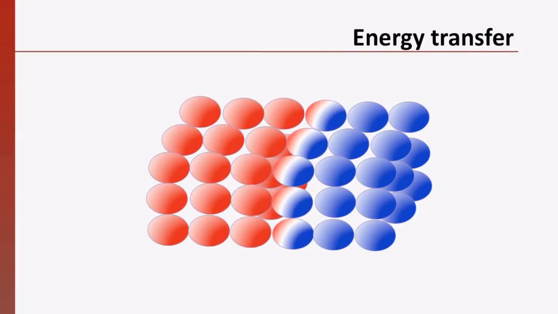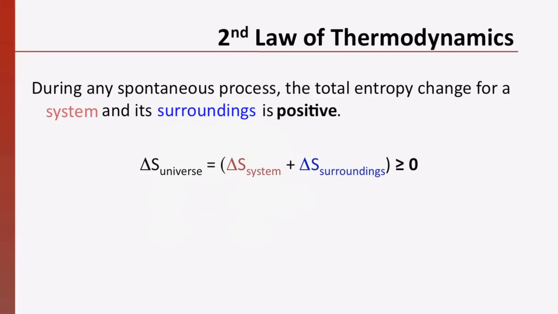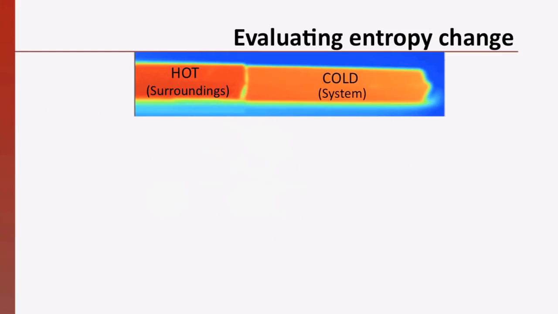When we push these 2 bars together, some of the energy from the hot bar is transferred to the cold bar. So, the question is, why is this thermodynamically favorable? Remember that the second law of thermodynamics states that during any spontaneous process, the total entropy change for a system and its surroundings is positive. When evaluating the entropy change, whether it is for the system or surroundings, delta S would be related to the change in the number of possible accessible microstates.